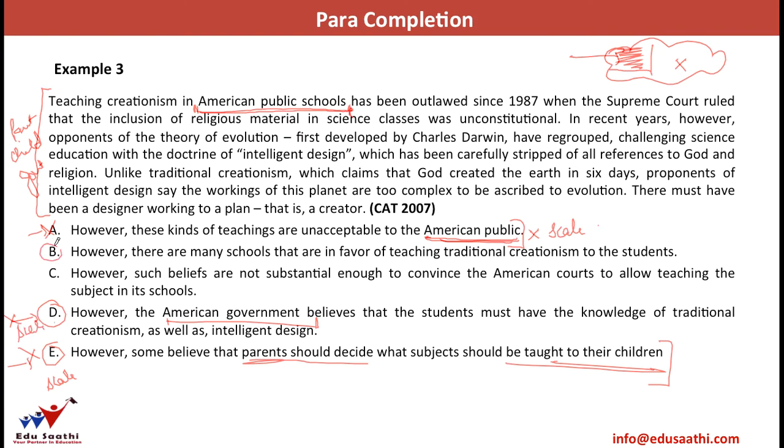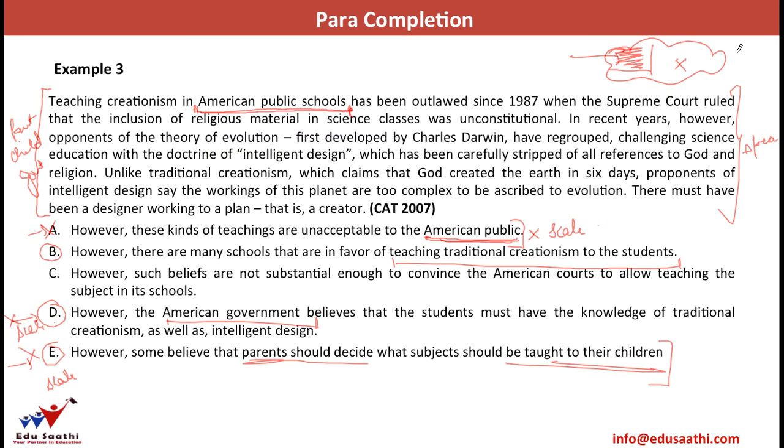Of alternative B, many schools are in favor of teaching traditional creationism to the students. Now, if I look at the tone of this passage, the tone of the passage is speculative. That is, he's saying that on one hand there are people who are in favor of teaching science like this, and the others are against it. They say that the science classes are unconstitutional. So there is a speculation, there is a doubt, right?